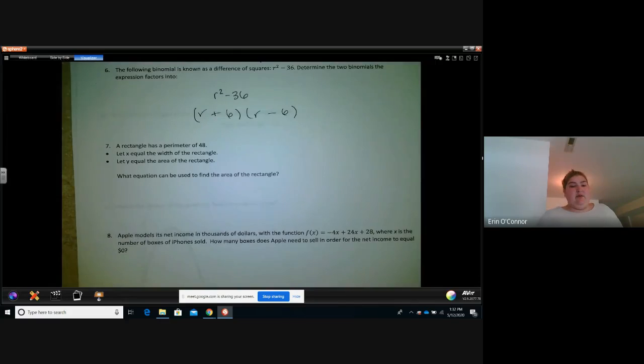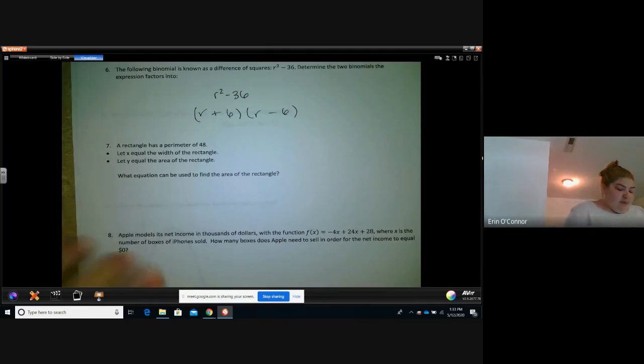Whew. A rectangle has a perimeter of 48. Let x equal the width of the rectangle. Let y equal the area of the rectangle. Did you hear that? Area. What equation can be used to find the area of the rectangle? Now, this is going to be a lot, so don't stress.